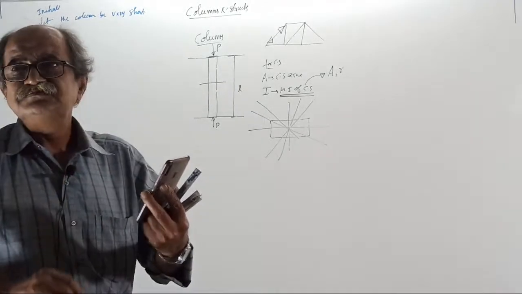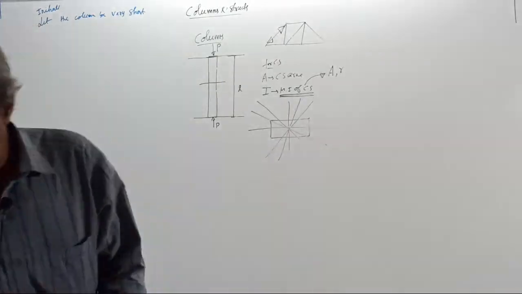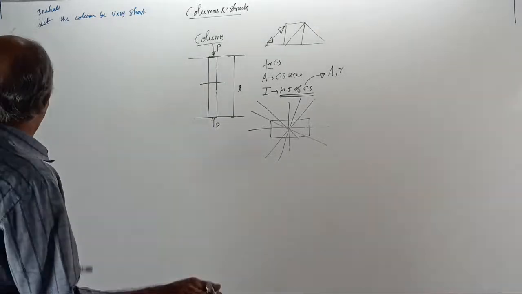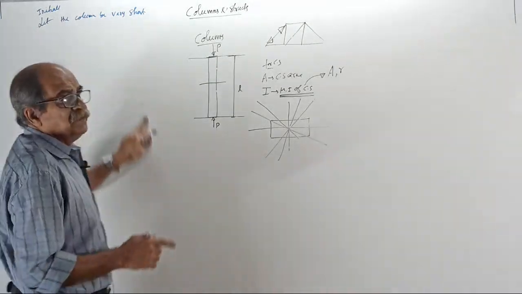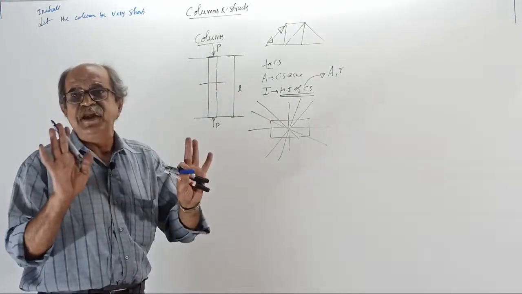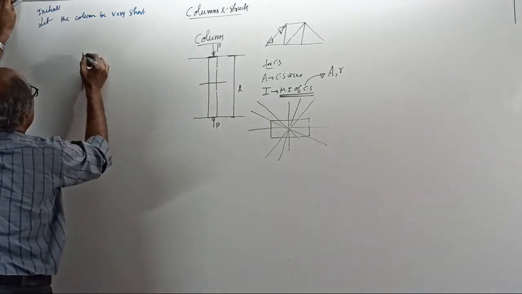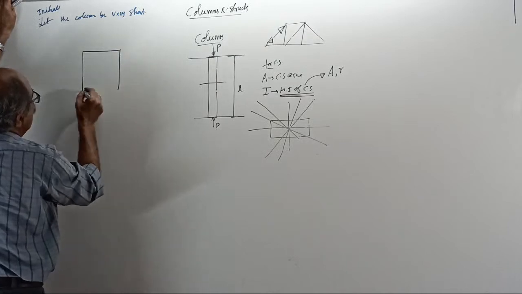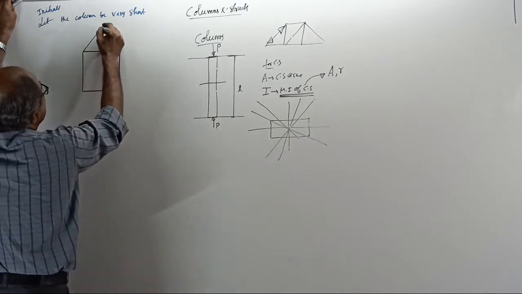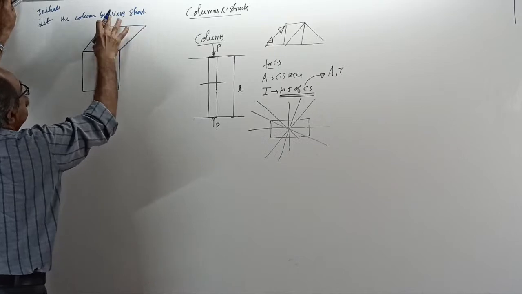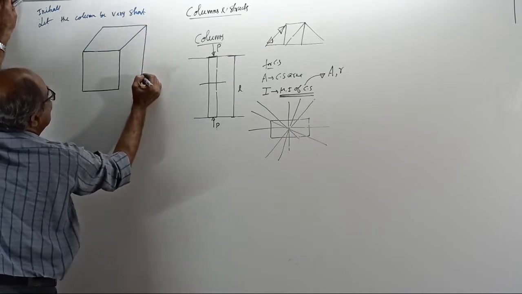Will it buckle? No. Initially, consider the column to be very short. Buckling will come later. Now see, short means the cross section is huge compared to the length. I will take a rectangular section this way. You can see here a huge cross section and a small length.